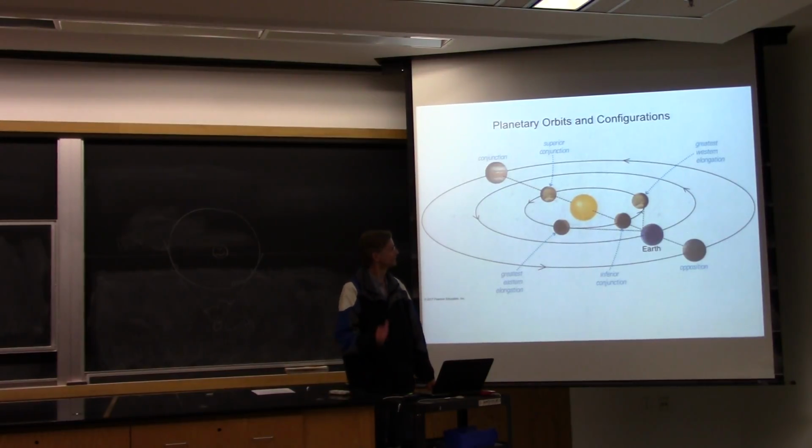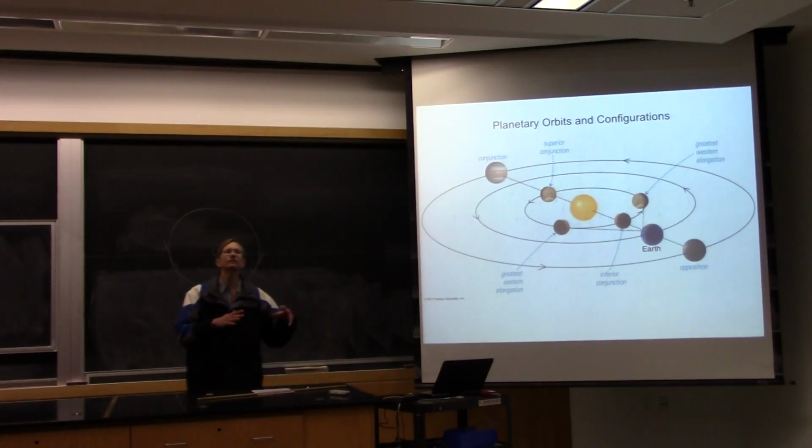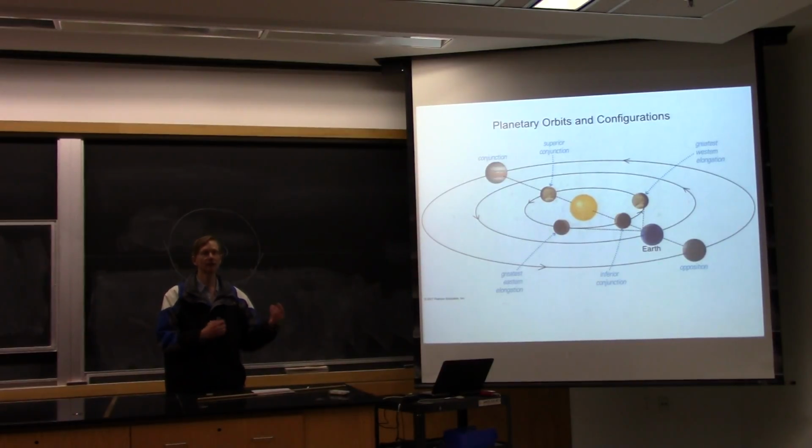Think of it, elongation, greatest western. ISS, inferior. What's the relevance? What's the use of an elongation? So at elongation, for example, right now Venus is visible in the evening sky. If you go out at sunset, you can see Venus in the evening sky.